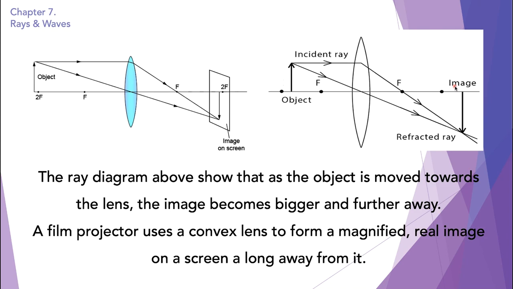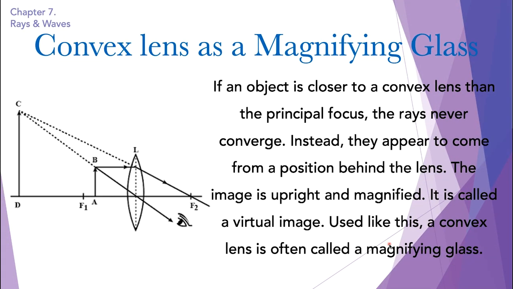So this basically tells us that the closer we put the object to the convex lens, the further away and the bigger the image it forms. So speaking of magnifying, let's look at how we use a convex lens as a magnifying glass. So this is the convex lens and this is the principal focus of the lens. And as you can see, this is the position of the object from the lens.